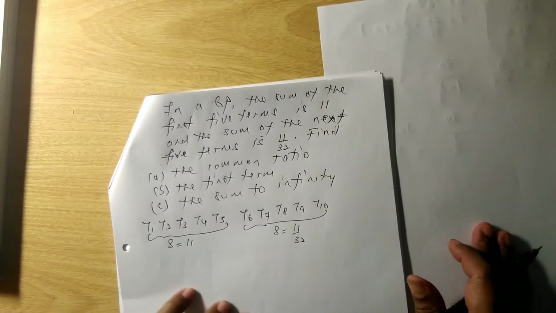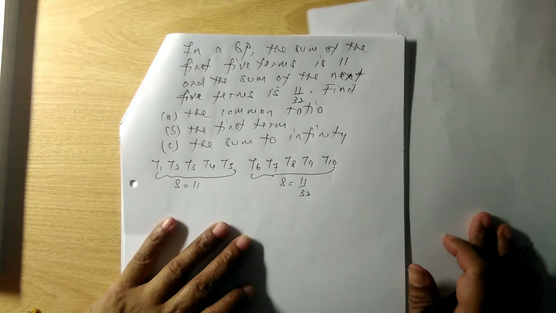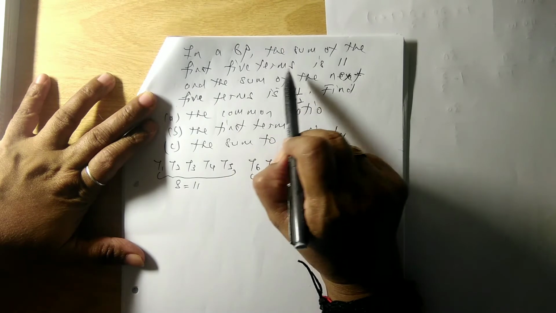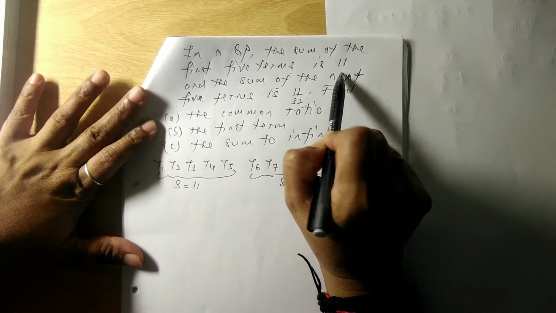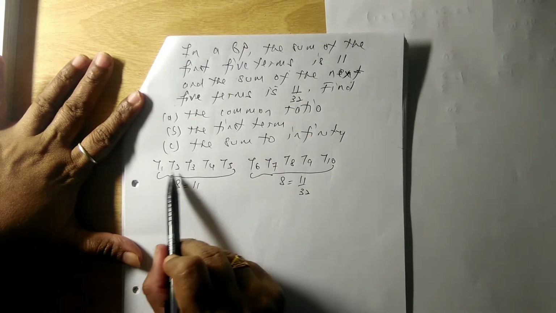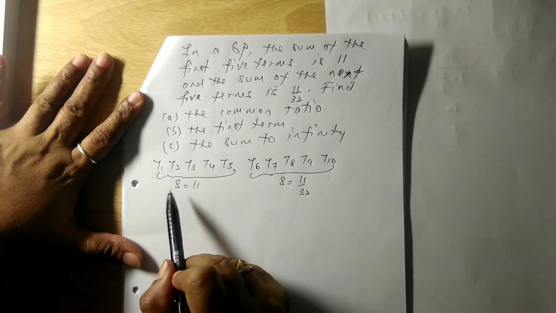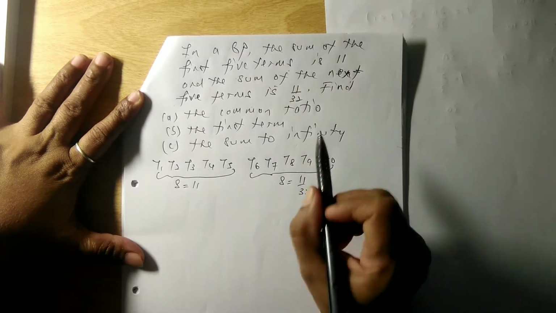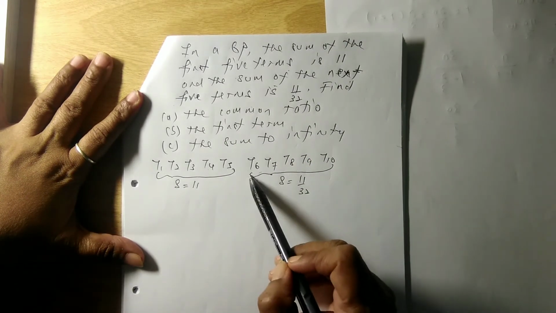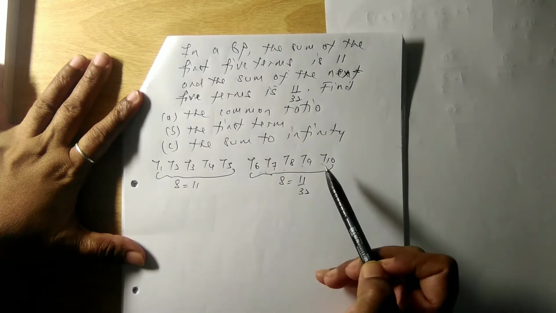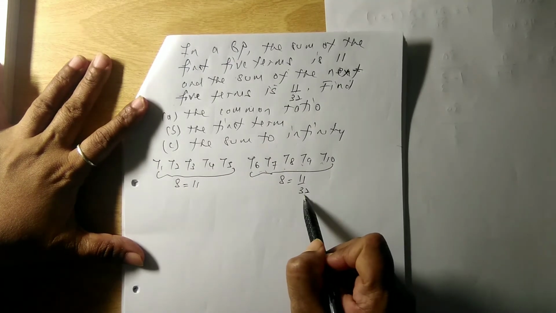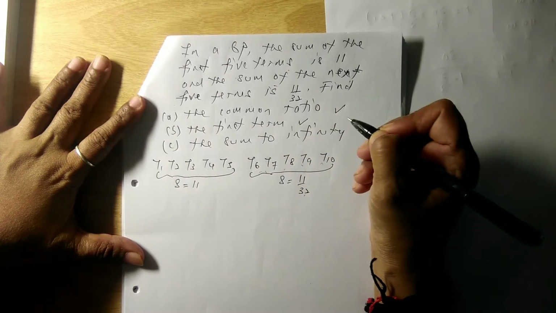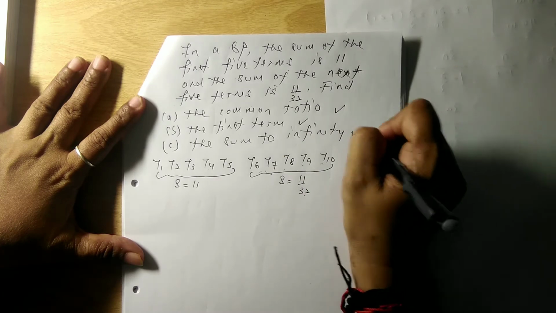Another question, randomly picked. In a GP, the sum of the first 5 terms is 11. So I'm doing the first 5: T1, T2, T3, T4, T5. Now this S here is S5. The next 5 terms, which I'm assuming are the 6th, 7th, 8th, 9th and 10th, have a sum equal to 11/32. The question is: find the common ratio, find the first term, and find the sum to infinity.